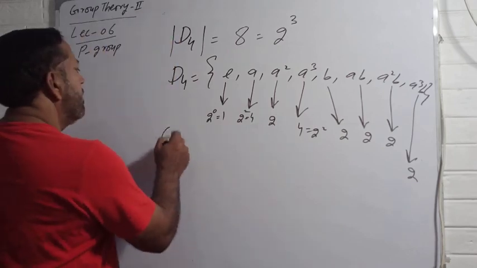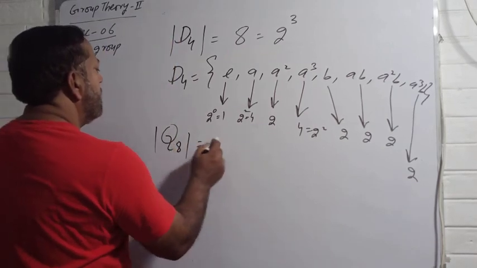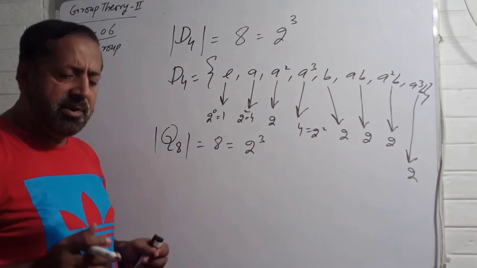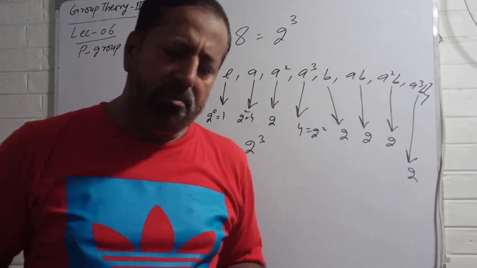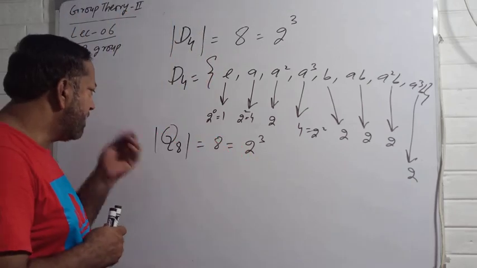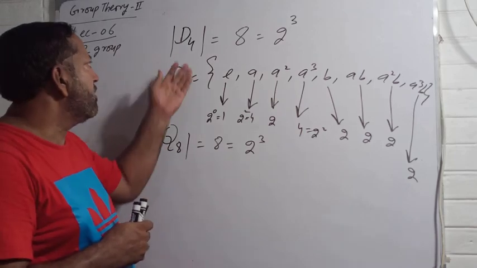Similarly, Q8 has order 8. This is also a 2-group. So this means that there may be more 2-groups. This is also a 2-group.